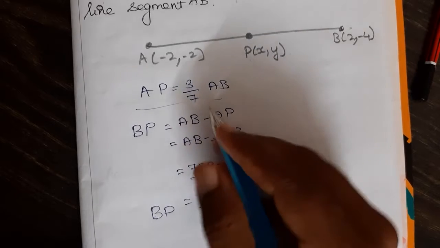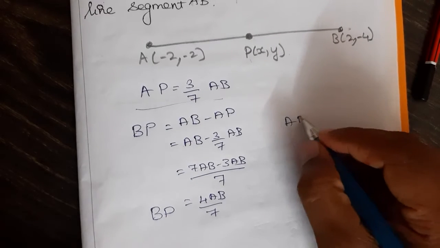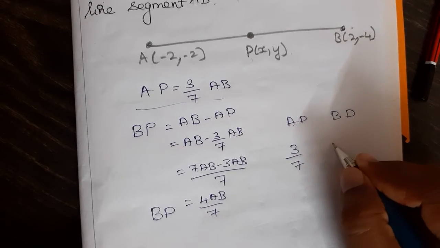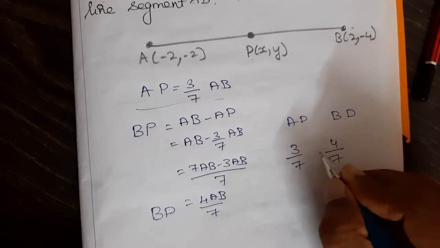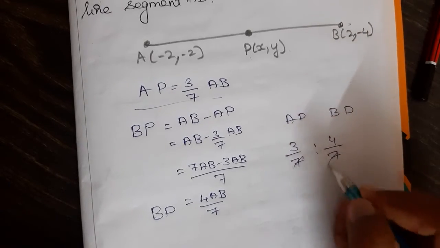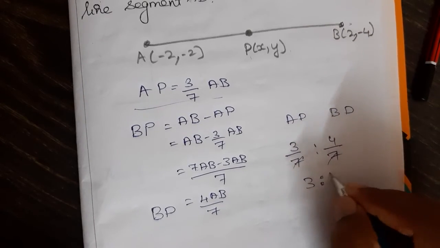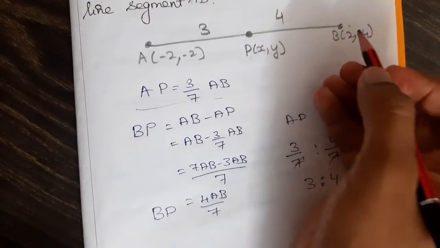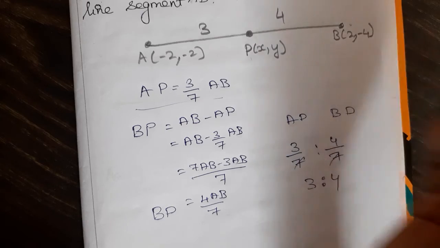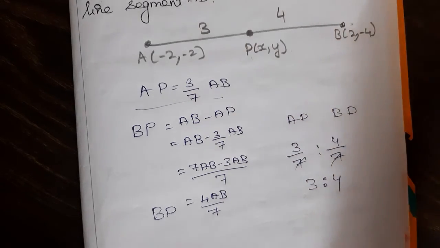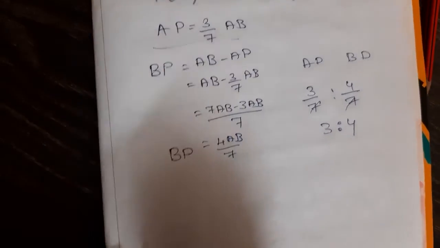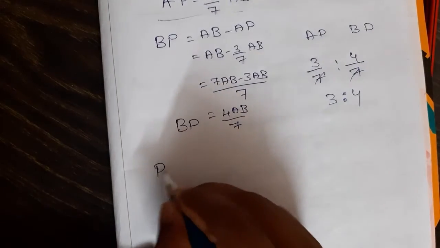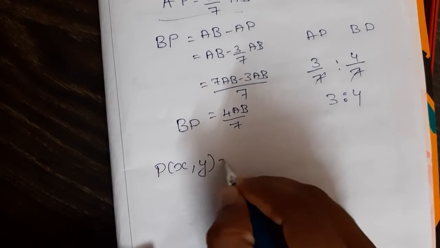So the ratio of AP and BP is 3/7 of AB and 4/7 of AB, right? So the sevens are common, and the ratio is 3:4. So these are in the ratio 3:4. This is the 3 part and this is the 4 part. Clear? So then we can find the point using the section formula.